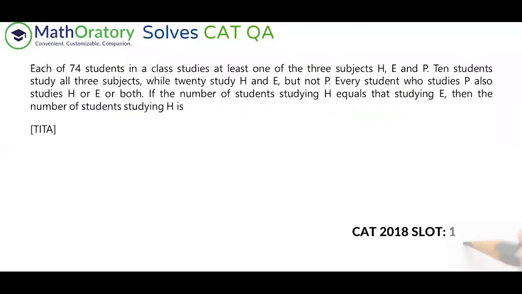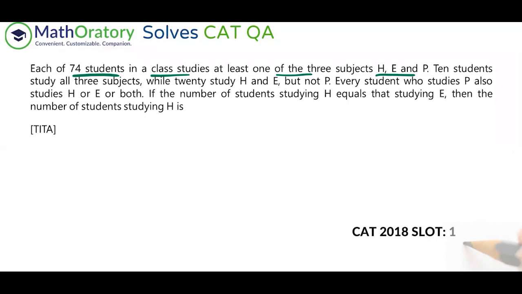We have a Venn diagram question here, set theory, a very basic one. So we know that there are 74 students in a class who are studying at least one of the three subjects. So the outside region will be zero. Because it's a single question in quants, I'm not even going to draw the rectangle. There are just these three circles, which are H, E, and P.